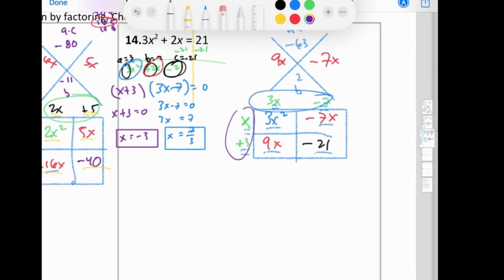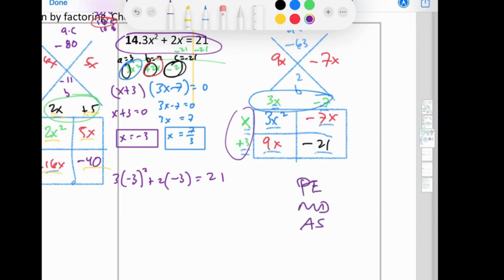Okay. Let's check our answers, just using the original equation up here. So we're simplifying, so we're going down. So parentheses, exponents. 3 times 9 minus 6, does that equal 21? 27 minus 6 does equal 21. Thank you.